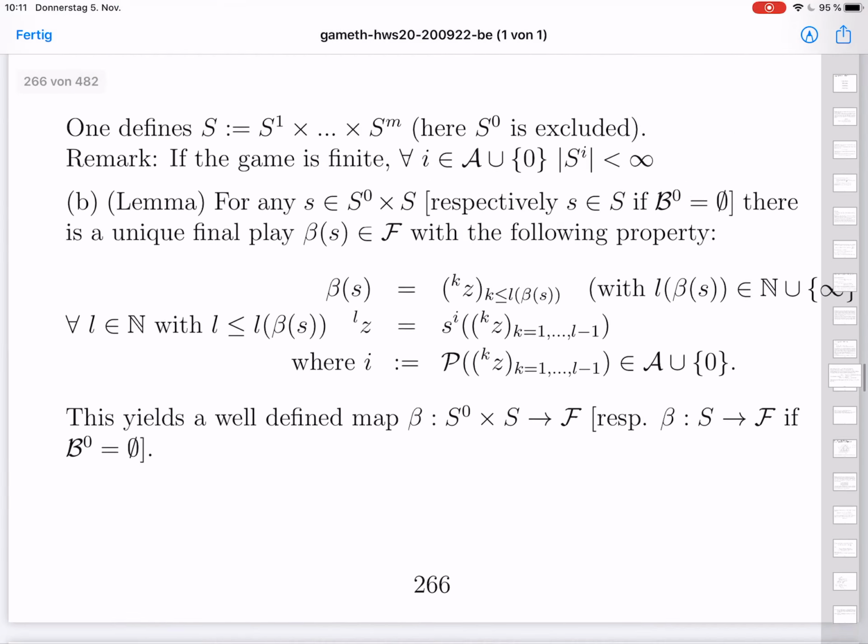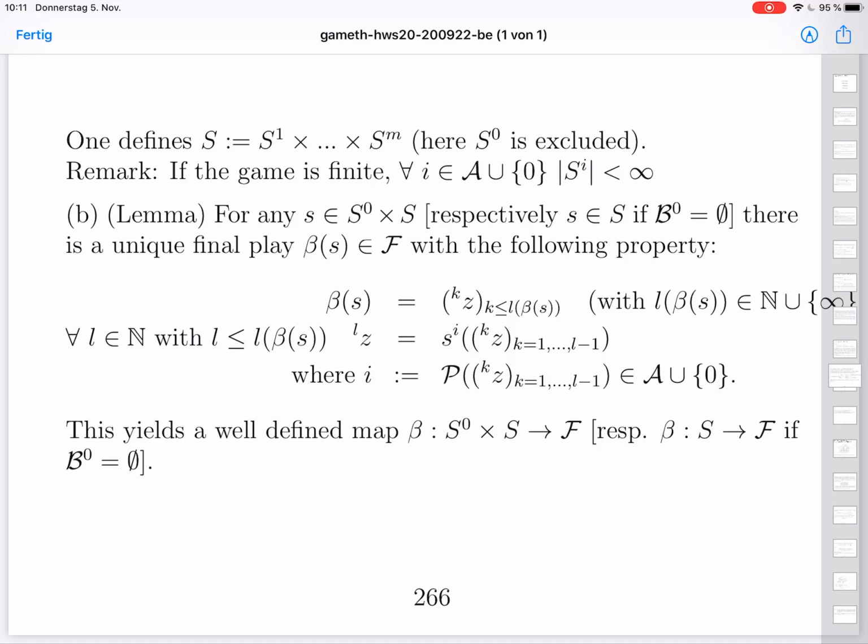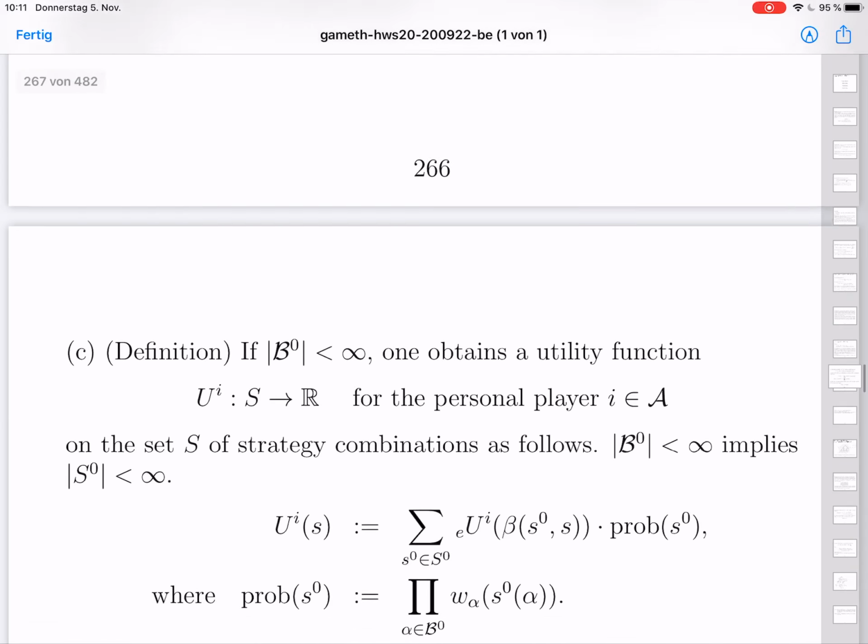Here it is. So it is essentially the same definition as before. So it's an inductive definition. The final play which is reached by some complete strategy combination, including player 0 if he has to do something, is just a sequence of moves which at each step are prescribed by the corresponding strategy of the player whose turn it is to make the next move. So it's an inductive definition and it works. And the next definition also works.